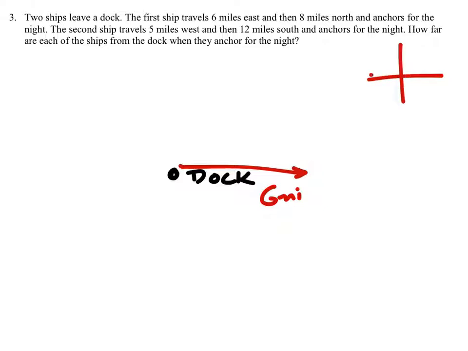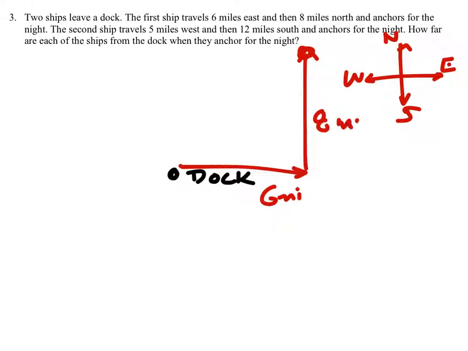I'm looking at, I guess what would be a compass. Northeast, southwest. Which also kind of spells the news, right? So 6 miles east and then 8 miles north. Something right here. So this would be 8 miles. And this would be ship number 1.